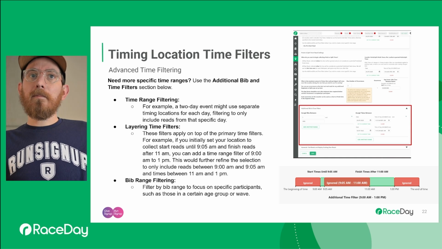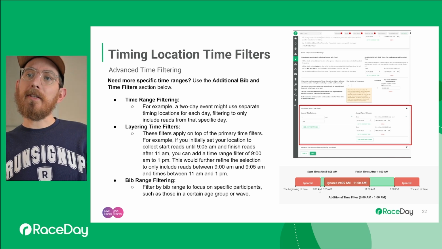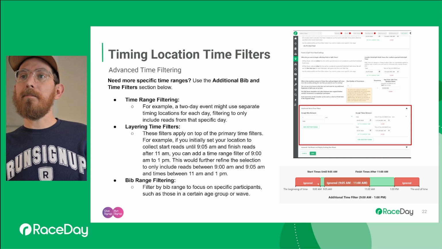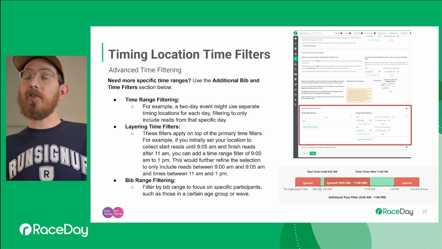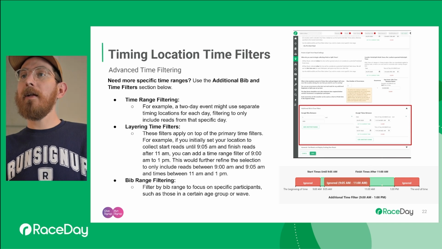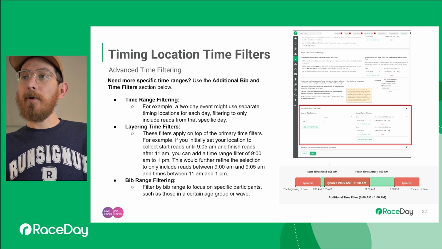Next, you can think of time filters in this way. At the bottom, there's a little graphic that'll tell you what a multiple range setup would look like. Here, I am accepting start reads between 9 a.m. and 9:05, and then finish between 11 and 1. Times in between 9:05 and 11 are ignored, and all times before 9 and after 1 are ignored.